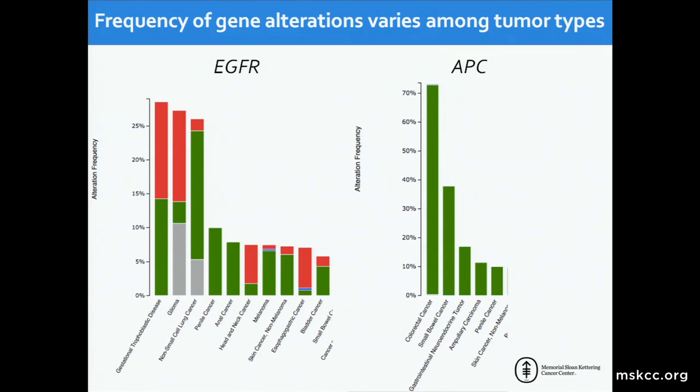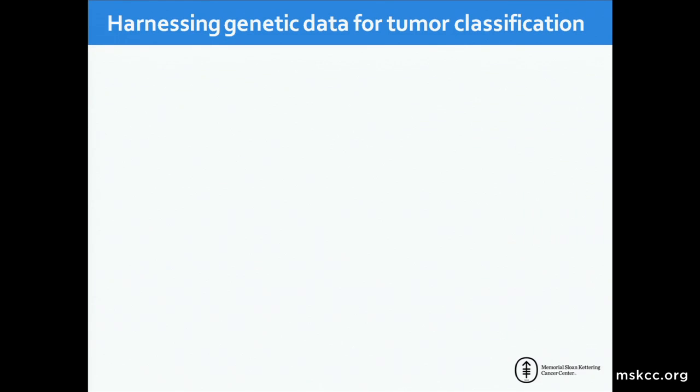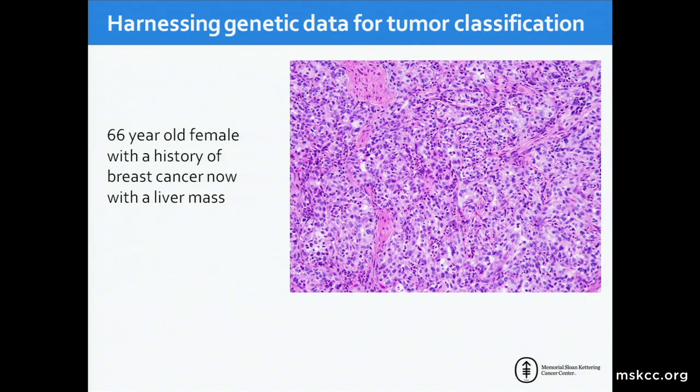So you can take this genetic data, and just like the test that I talked about before, which was based on gene expression, you can harness it for tumor classification. And this is actually something that the bioinformatics people here are actively doing using MSK IMPACT. And this can provide very important information. It does, of course, also have limitations. Now, this is an example where it did provide very powerful information.